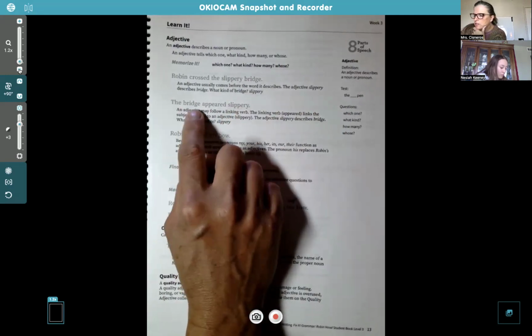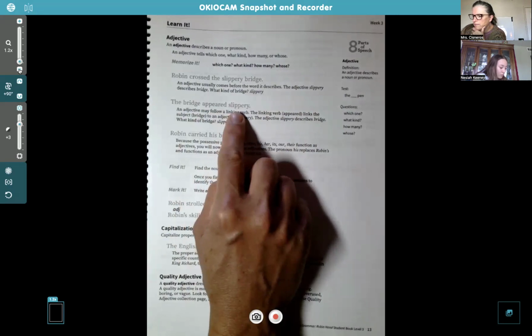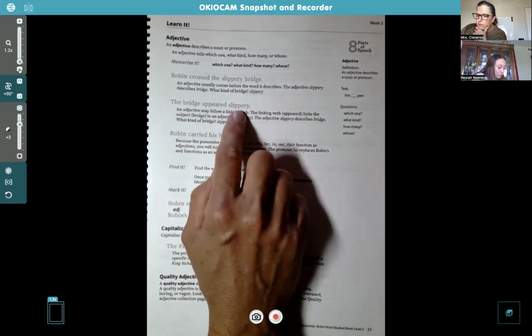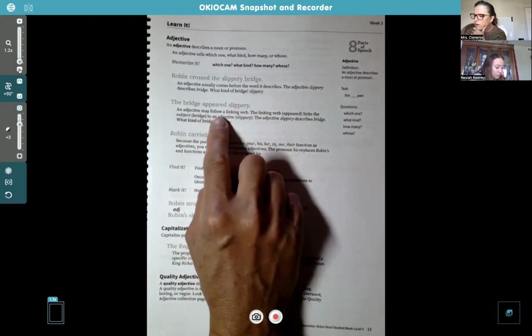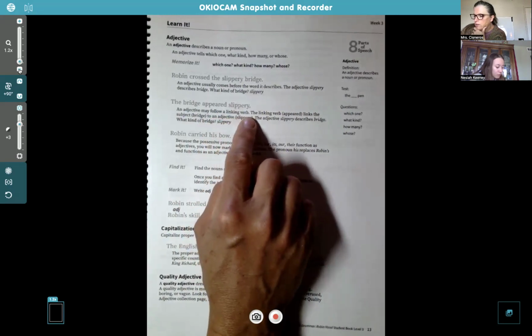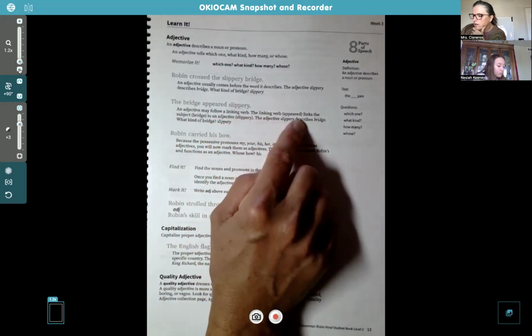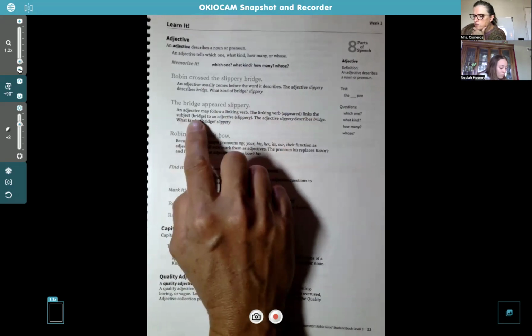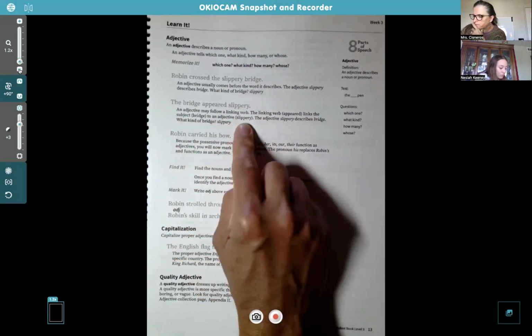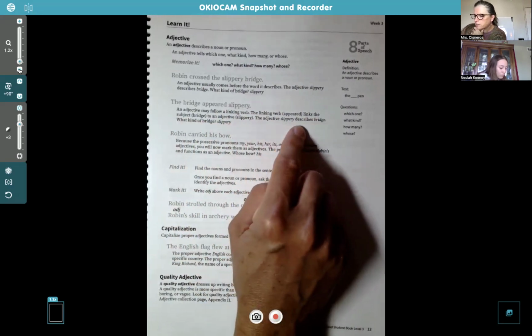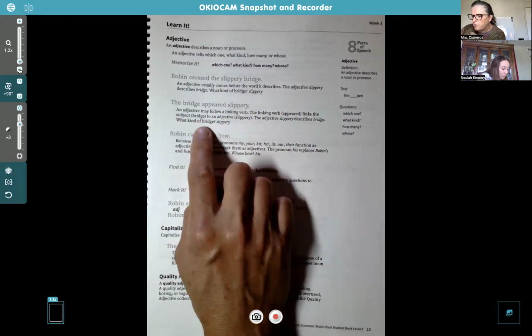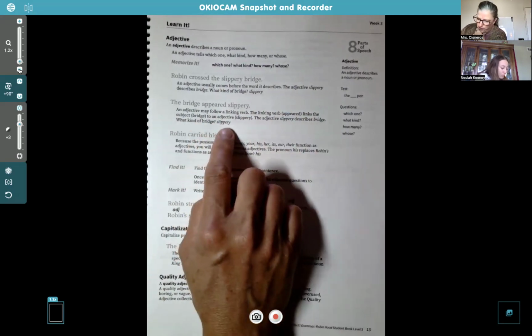Here's one: the bridge appeared slippery. This time it's after the verb. An adjective may follow a linking verb. The linking verb appeared links the subject bridge to the adjective slippery. The adjective slippery describes the bridge. What kind of bridge? A slippery bridge.